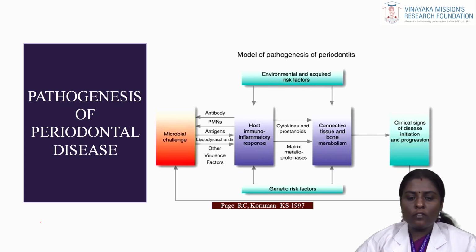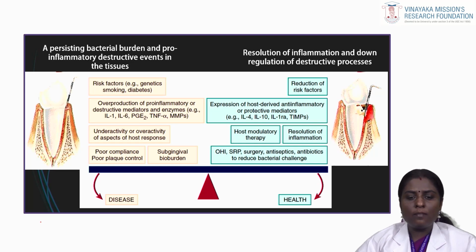We all know, in response to the microbial challenge, there is a host immunoinflammatory response that leads to the excess production of cytokines, prostaglandins and matrix metalloproteinases that leads to connective tissue and bone metabolism, which leads to the clinical signs of disease initiation and progression. It is also influenced by environmental and acquired risk factors, and also by genetic risk factors. So there is a persistent bacterial burden and pro-inflammatory destructive events in the tissues, and it is resolved by the resolution of inflammation and downregulation of destructive processes. If there is more resolution of inflammation and downregulation of destructive processes, health will be restored.